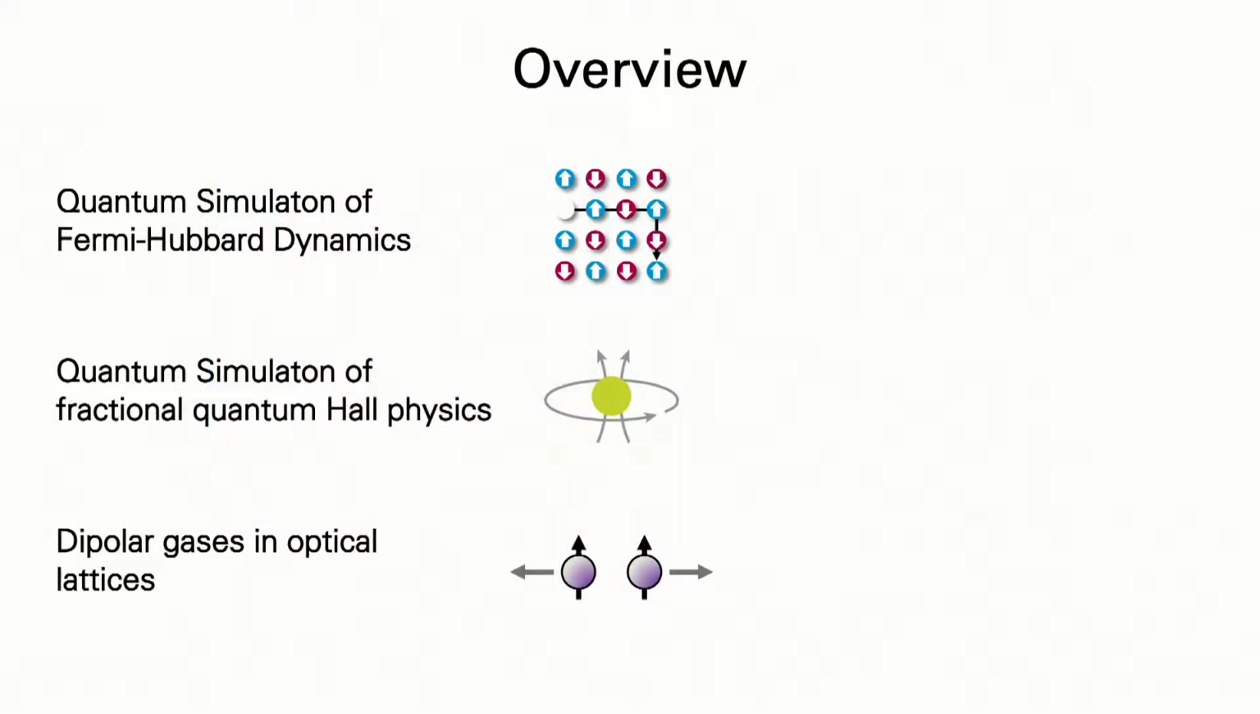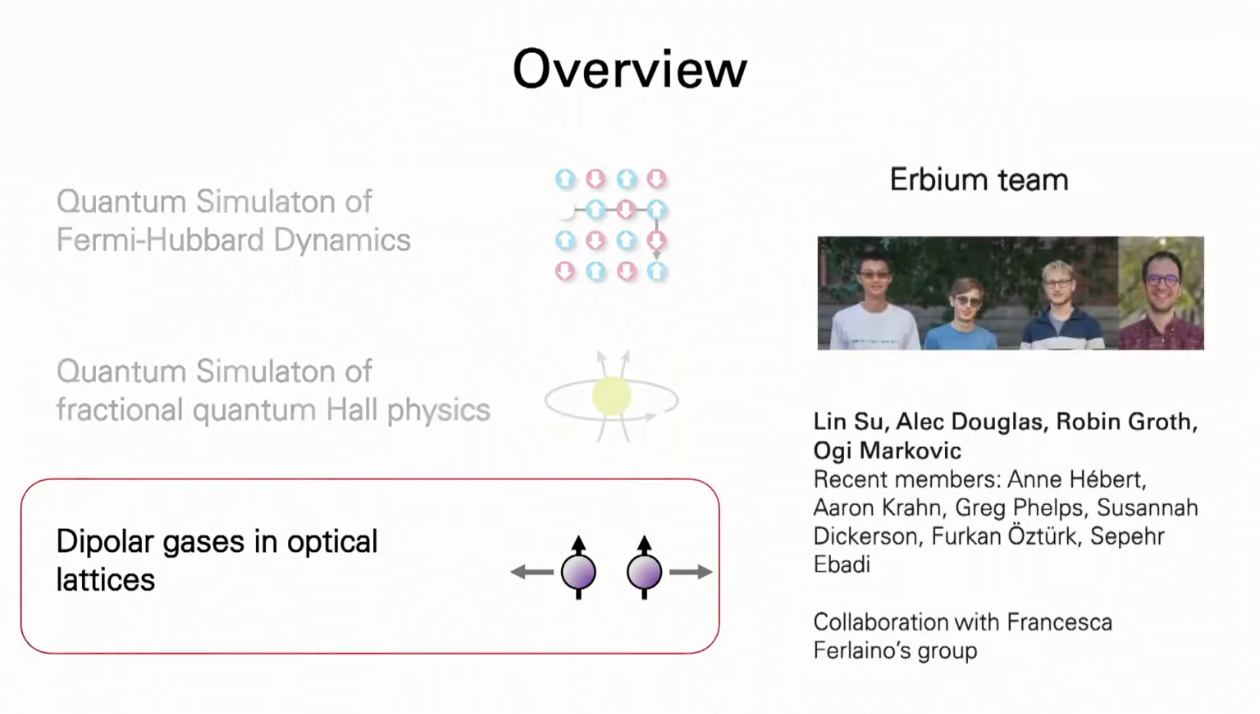Good. So in the last few minutes, let me tell you about the progress of experiments with dipolar quantum gases in optical lattices. This is our new Erbium experiment. I mean, new by now. There was also one generation of students already, because these experiments, of course, get more and more complex. And we started this experiment in collaboration with Francesca Ferlaino in Innsbruck.